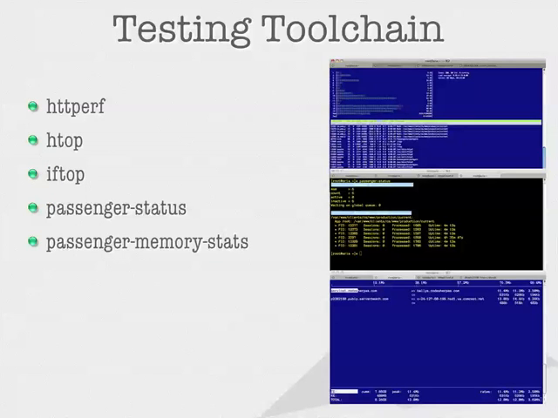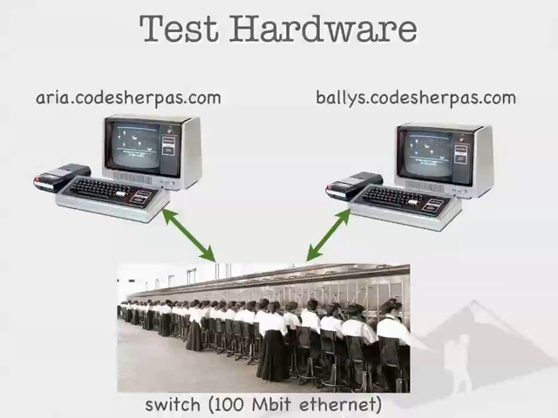And the toolchain that we're going to be using here to test is httperf, htop, iftop, passenger-status, and passenger-memory-stats, which are all just a couple of command line tools that we'll go into as I'm using them. The setup here for the hardware is important. We have aria.codesherpas.com, and then we have an identical machine called Bally's. It doesn't have to be identical, but it has to be fast enough to saturate the first machine with connections.